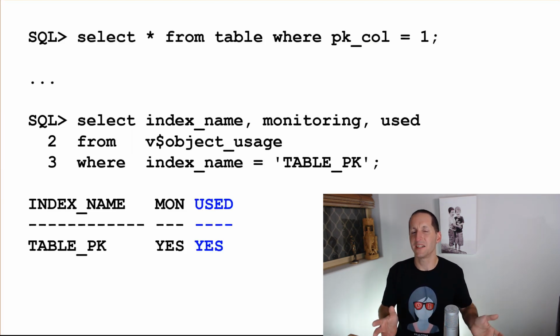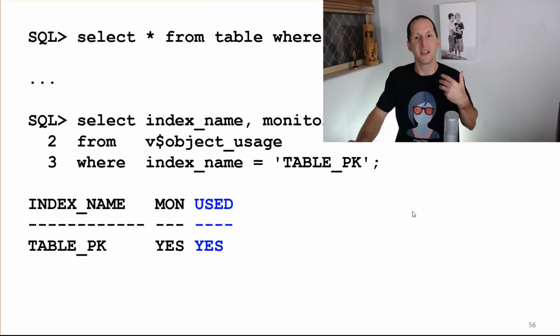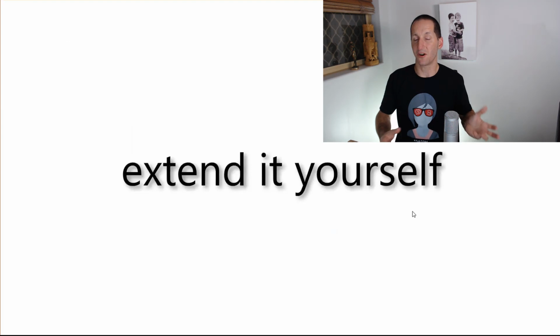So how can I use this? Well, that's of some use. Obviously, it's not fantastic, but it's of some use. But what you could do is extend this operation yourself. Once an index has been detected as being used, that's it. It's set to yes. It will never go back to no.